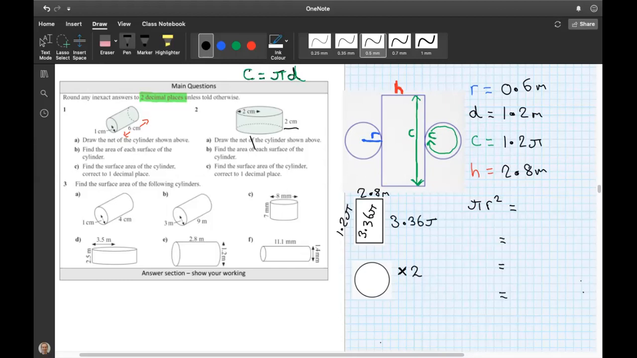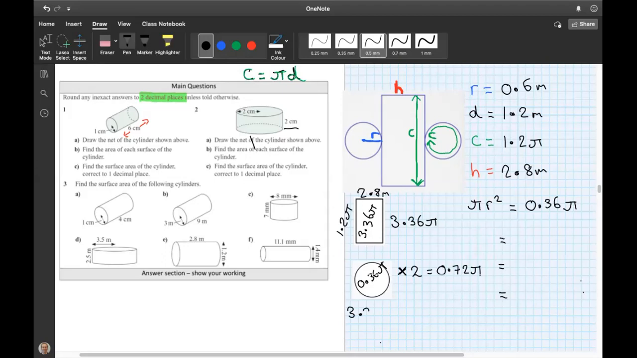3.36 pi. We now need to think about the area of our circle. Our radius was 0.6. Therefore, our radius squared will be 0.36. And our radius squared multiplied by pi will be 0.36 pi. So we had here 0.36 pi. We've got 2 circular faces, so that'll be 0.72 pi.